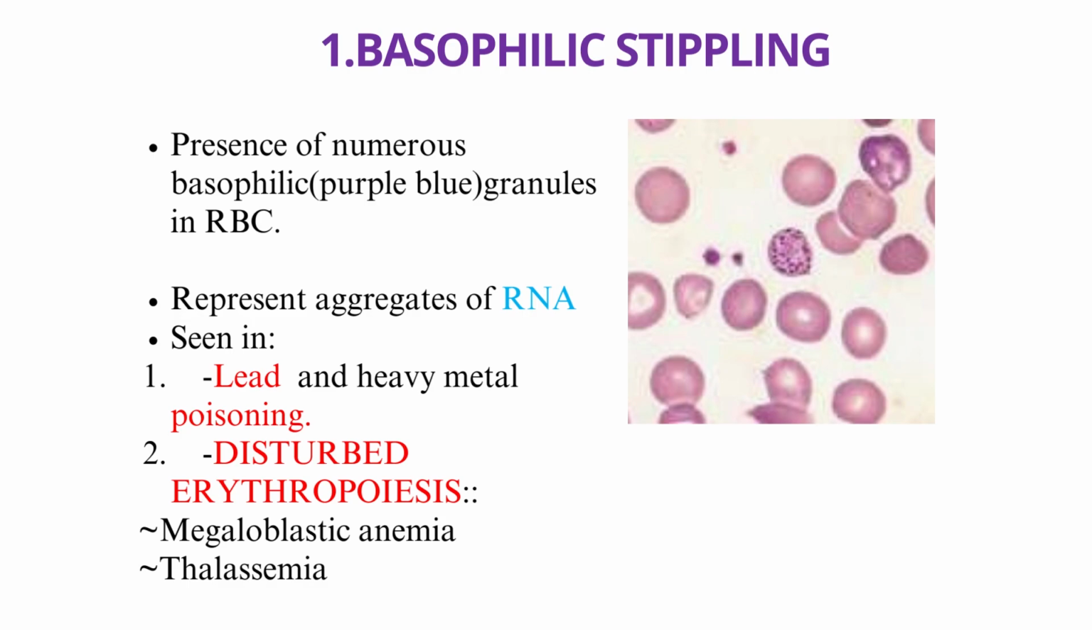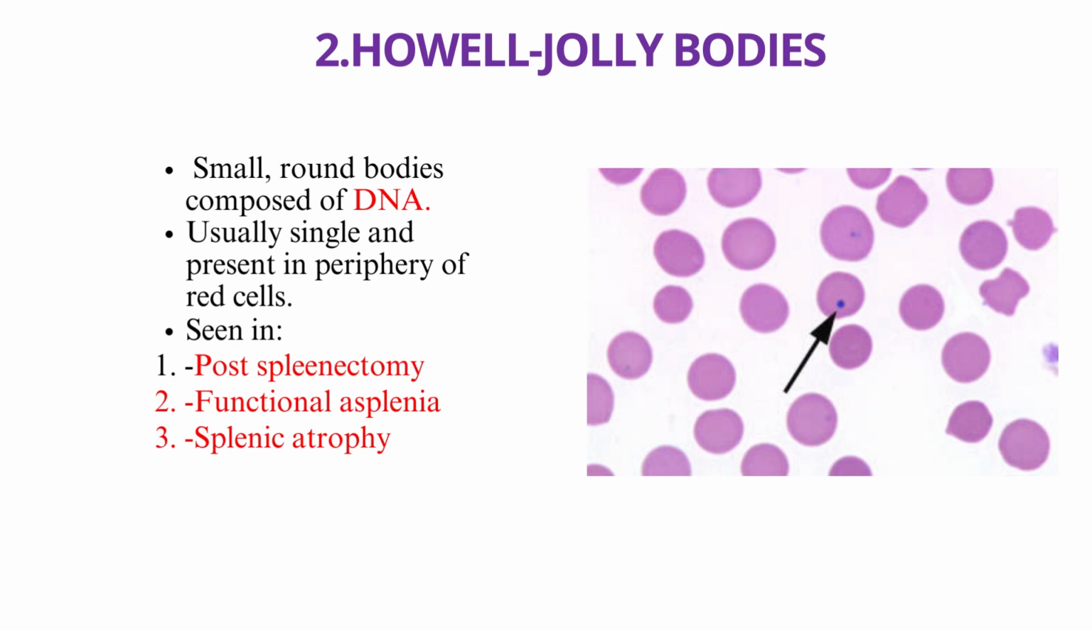Coming to basophilic stippling, also known as punctate basophilia, punctate का मतलब pointed है, numerous basophilic granules पड़ी हैं RBC में RNA remnant की वजह से, यूनिफॉर्मली डिस्ट्रीब्यूटेड है, पर क्लासिकली हमें पता है ये हैवी मेटल पॉइजनिंग और कौन सी वाली, लेड पॉइजनिंग में मिलते हैं, बट अगर एरिथ्रोपोइसिस खराब है तो उसमें भी मिल सकते हैं जैसे मेगालोब्लास्टिक एनीमिया या थैलेसीमिया. Now coming to Howell-Jolly bodies, these are small round bodies composed of DNA.